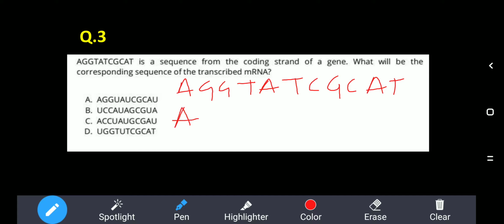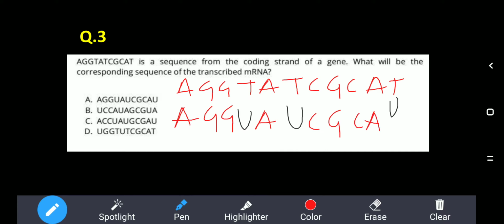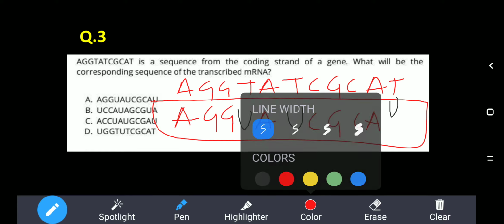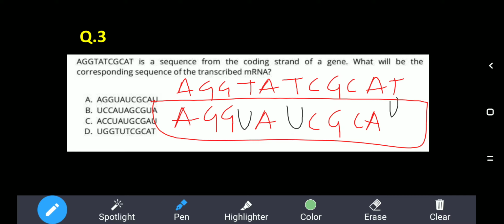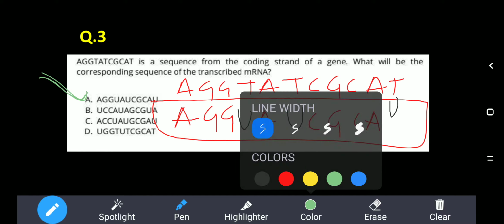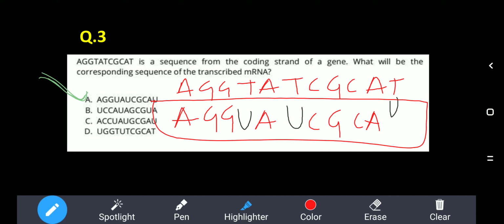So AGG, instead of T comes U, and then the rest of the sequence. We need to match and see where it is. AGGUAUCGCAU. So that is the first option. The first one itself is the correct answer. Our answer to this question is option A. The rest of the answers are definitely wrong because they are not matching what we have got.